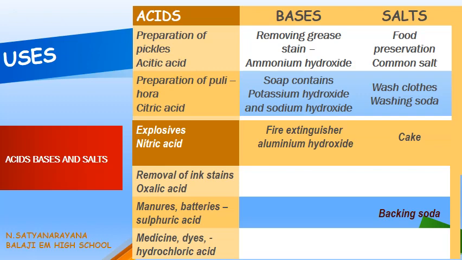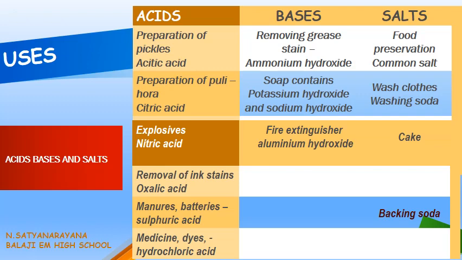And coming to the bases, they will remove greases. Ammonium hydroxide will remove grease. And soaps contain bases: sodium hydroxide and potassium hydroxide are used in the preparation of soaps. And in fire extinguishers, to control fires, aluminum hydroxide is used.